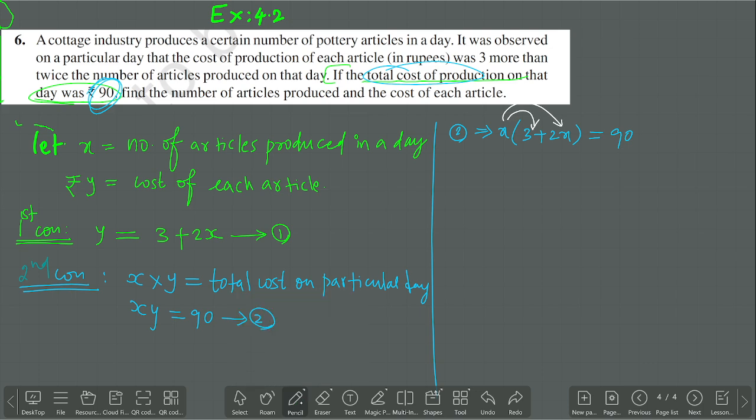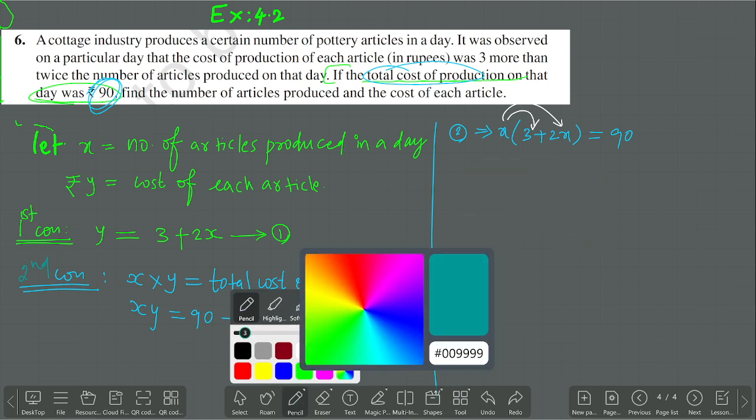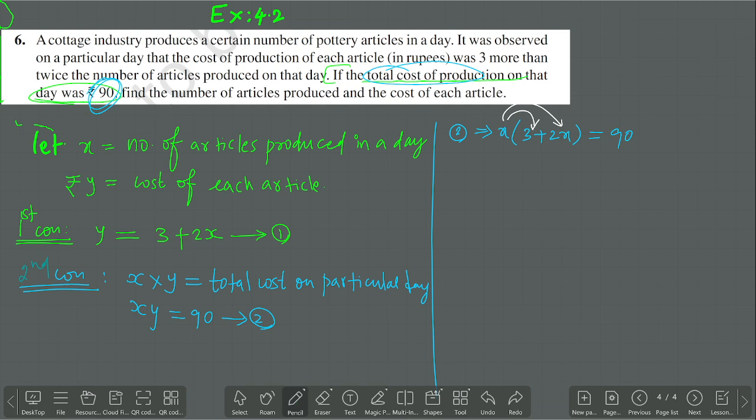Now x into 3 will be 3x. And 2x into x, what will it be? 2x square. When you bring the 90 to the left-hand side, it is minus 90 equal to 0. Now arrange according to the degree. So 2x square plus 3x minus 90 equal to 0.